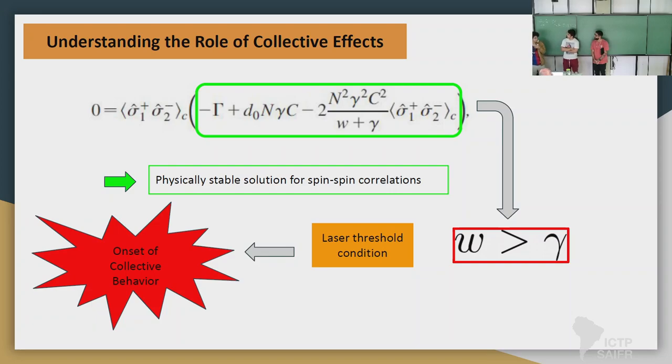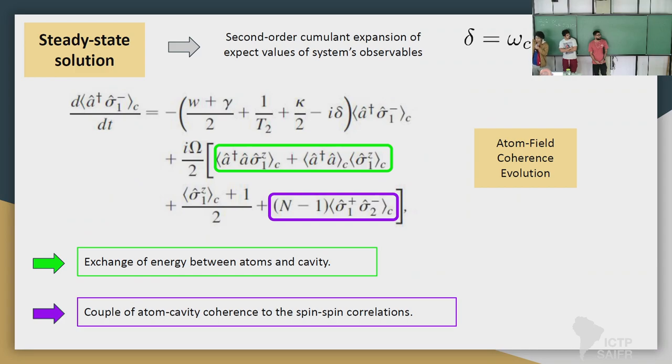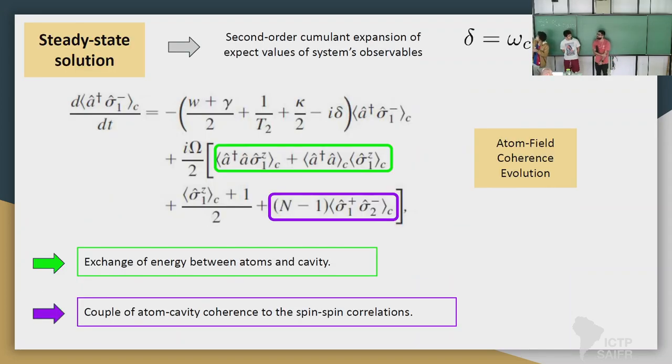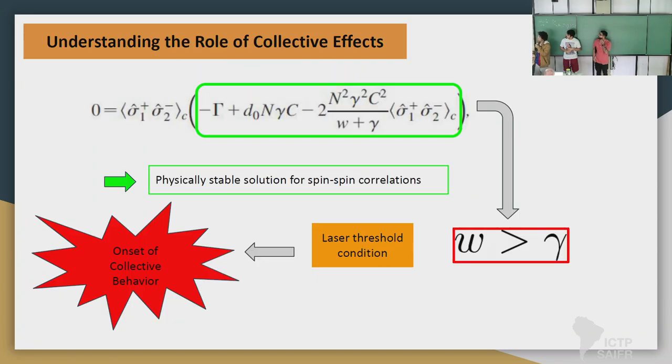So the main idea now is to understand the role of the collective effects. If we solve these equations, making approximations, and consider only the case where the tuning, this delta that you can see here, is equal to zero, that is the case that I told you before, when the resonance cavity coincides with the frequency of transition, we obtain this equation that is the physically stable solution for the spin-spin correlations.